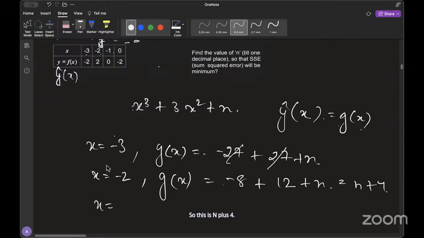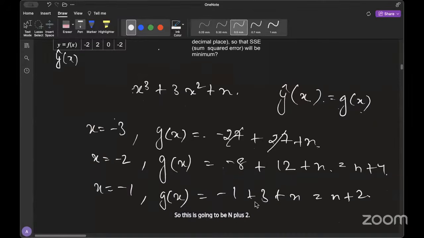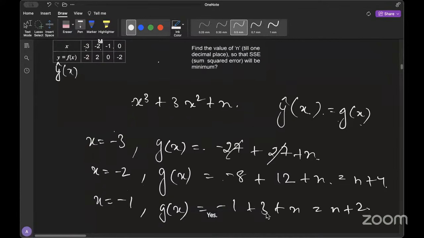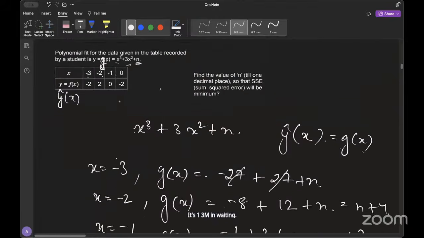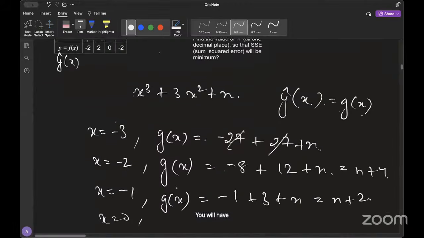At x equals -1, g(x) is going to be -1 plus 3 plus n. So this is going to be n plus 2. Ma'am, my answer is coming as -2 for n. Okay, let's see. I guess 0 will be the answer. -1, 3, and n, right? And at 0, you will have n, right?